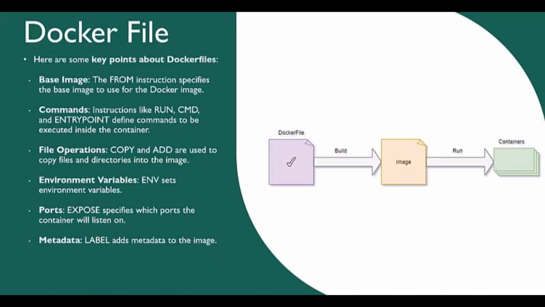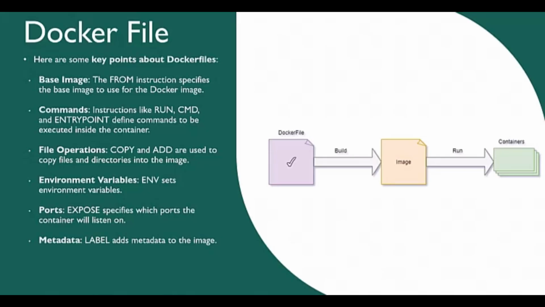A Dockerfile is a text document that contains a series of instructions on how to build a Docker image. These instructions are executed step by step to create an image that can be used to run containers. Here are some key points about Dockerfiles.